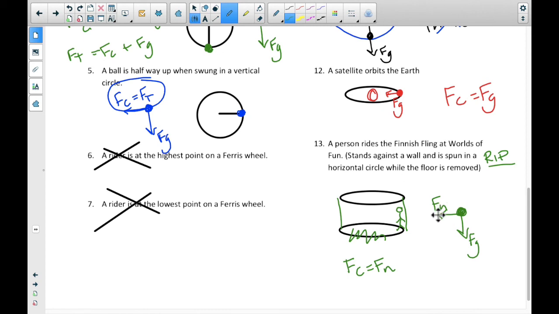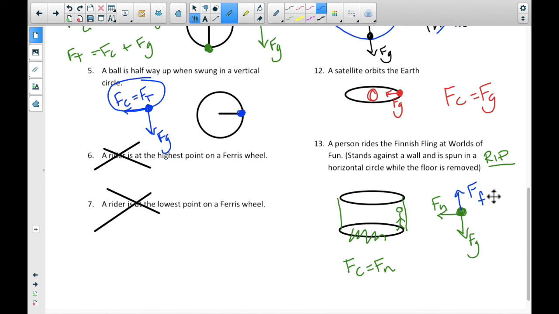There's a vector I haven't drawn yet. What's keeping you up? Because right now, this gravitational force says you're going to fall down. Why aren't you falling down? There must be a force acting in this direction. So what is the force acting in that direction? It's the frictional force.